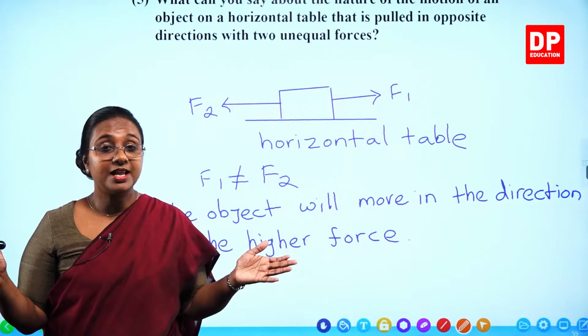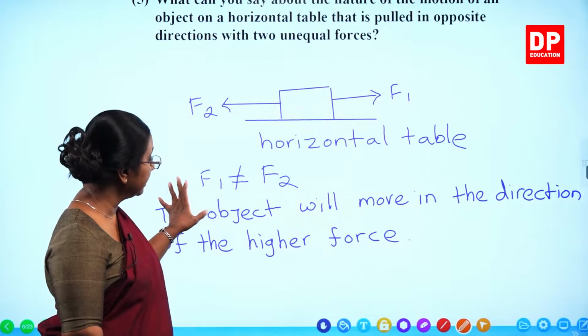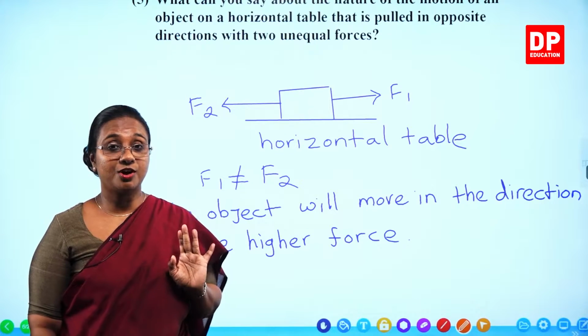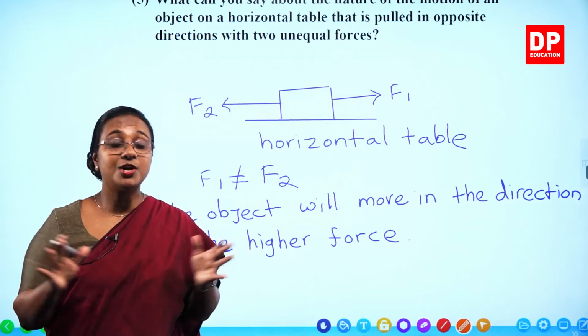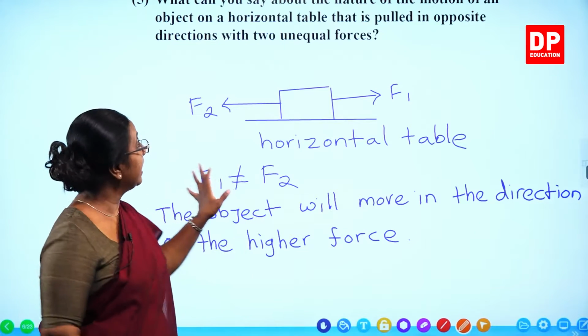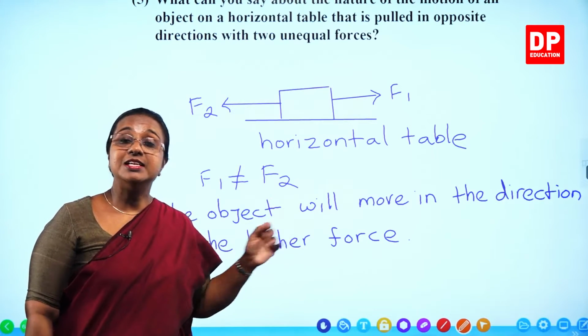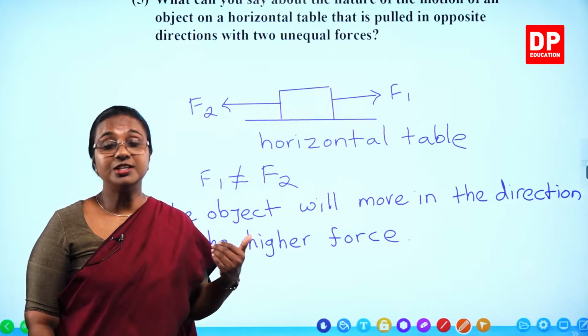They are opposite in direction and unequal in magnitude. So, there will be a resultant force. The object will move in the direction of the higher force. I am sure students you have answered all these questions correctly, and that is the last question in your textbook. But I will discuss some more extra questions with you all related to the lesson.